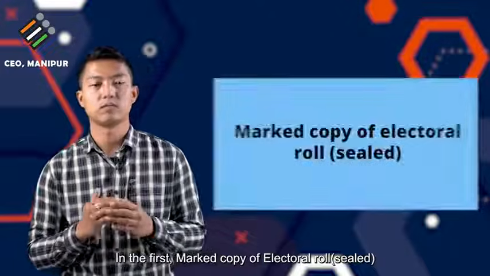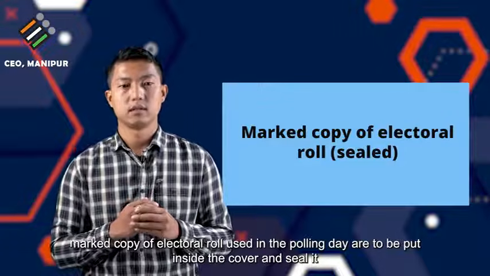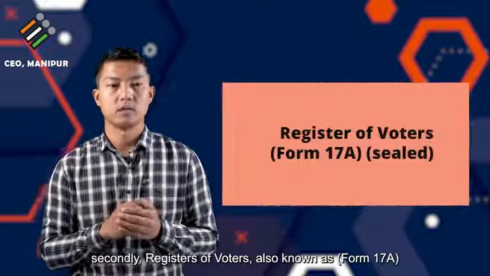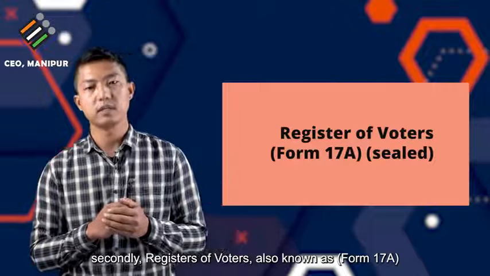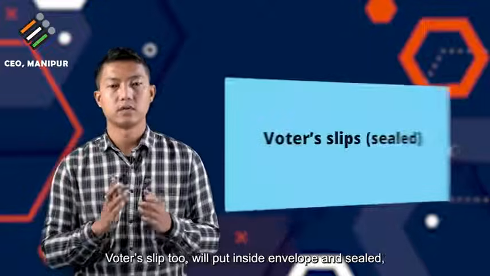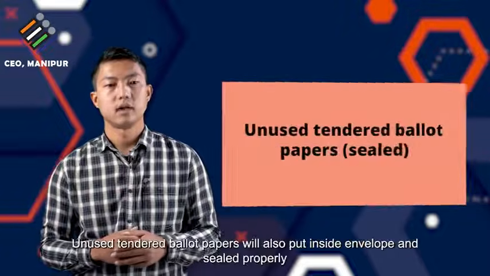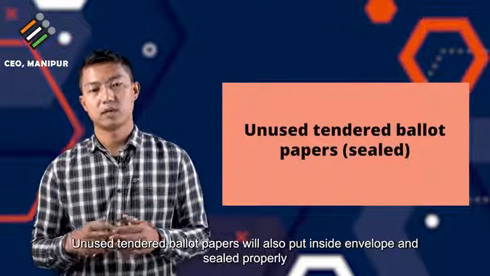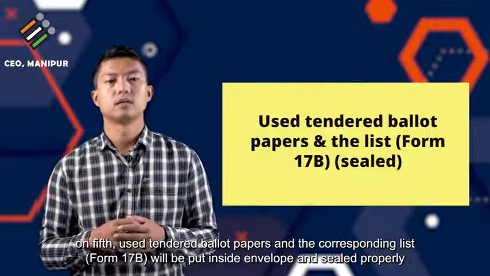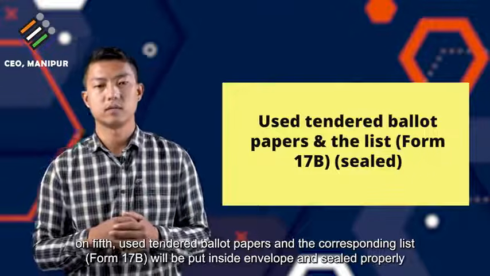In the first, the marked copy of the electoral roll. The marked copy of the electoral roll used on the polling day is to be put inside the cover and sealed. Secondly, the register of voters, also known as Form 17A. This will also be put inside an envelope and sealed. Voters' slip 2 will be put inside an envelope and sealed. Unused standard ballot papers will also be put inside an envelope and sealed properly. On the 5th, used standard ballot papers and the corresponding list, Form 17B, will be put inside an envelope and sealed properly.